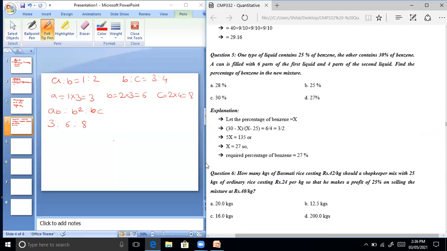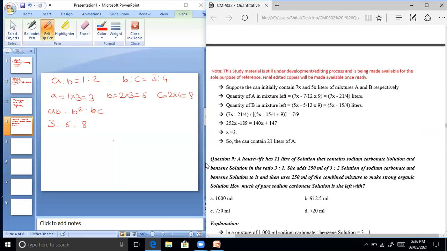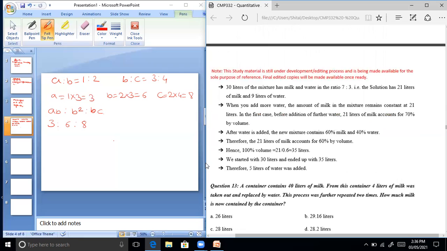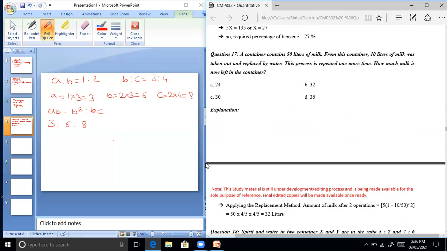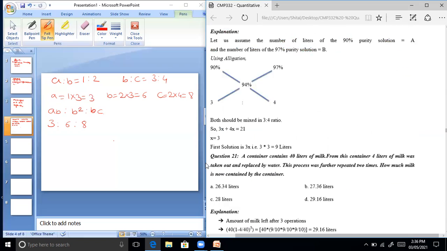Okay. All these questions are of mixture and allegation. Please go through these questions. If you have any doubt or query, please ask at any time.